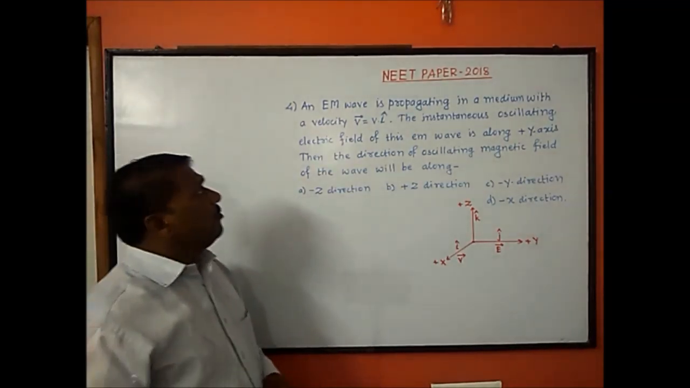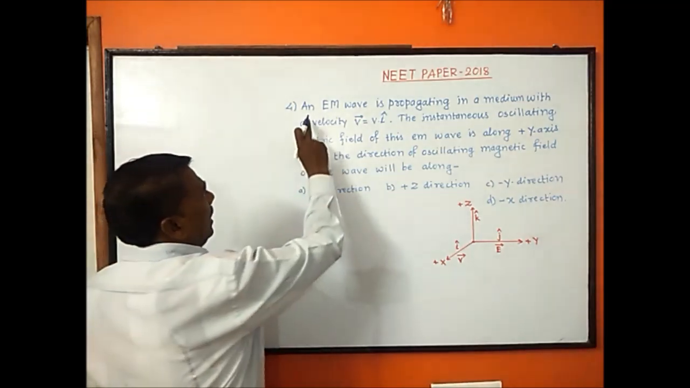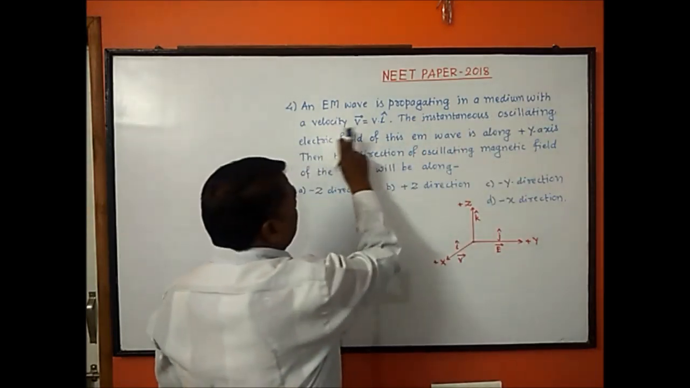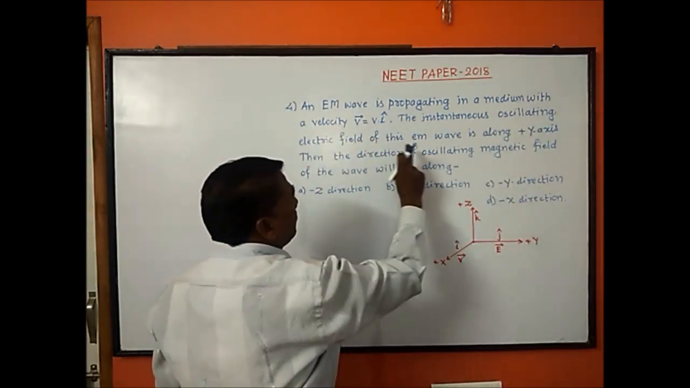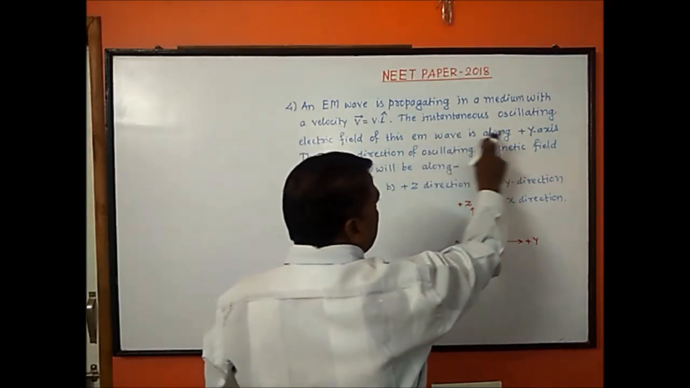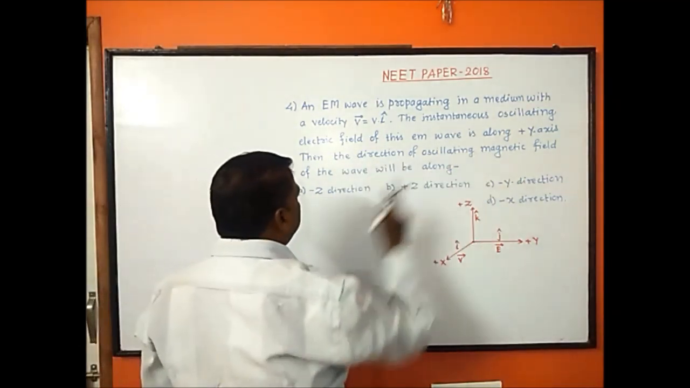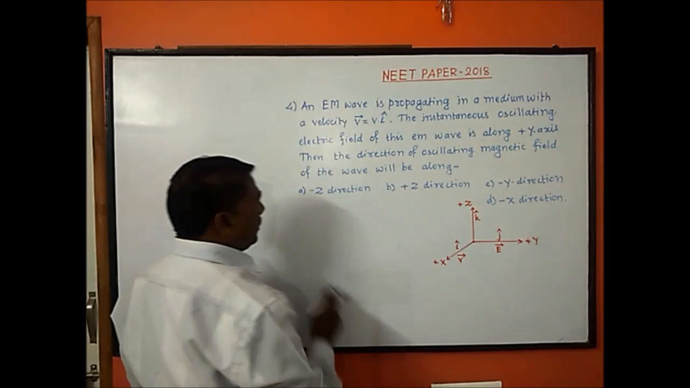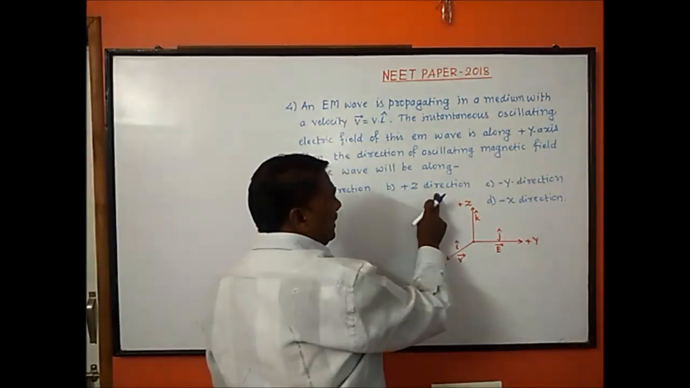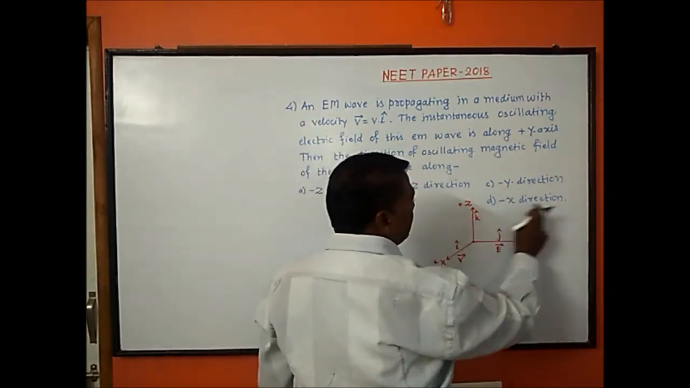Okay friends, fourth example in this question paper, NEET question paper 2018. An electromagnetic wave is propagating in a medium with a velocity vector v equals v i cap. The instantaneous oscillating electric field of this electromagnetic wave is along positive y-axis. Then the direction of oscillating magnetic field of the wave will be along: option A, minus z direction; option B, plus z direction; option C, minus y direction; and option D, minus x direction.